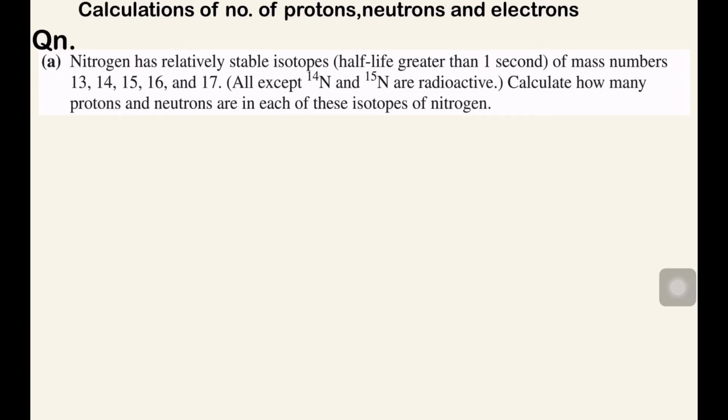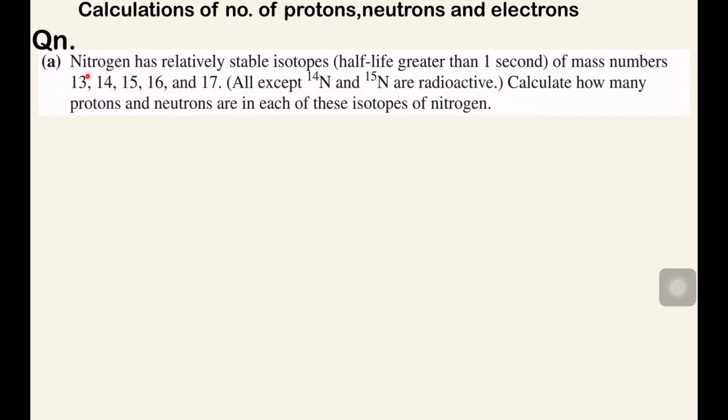In this lecture, we are going to calculate the number of protons, neutrons, and electrons in an atom. So, the question is: nitrogen has relatively stable isotopes, with half-life greater than 1 second, of mass numbers 13, 14, 15, 16, and 17. All except nitrogen-14 and nitrogen-15 are radioactive.